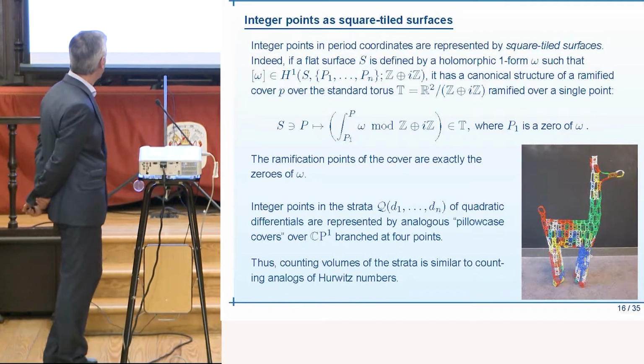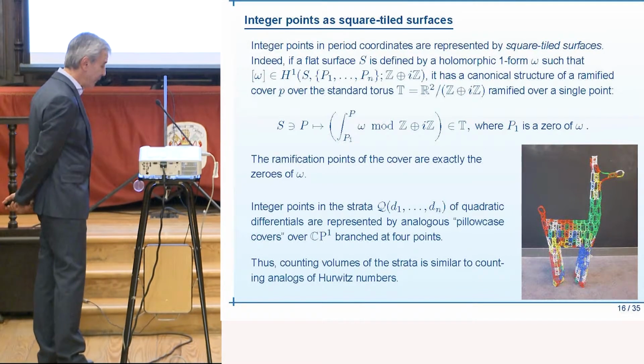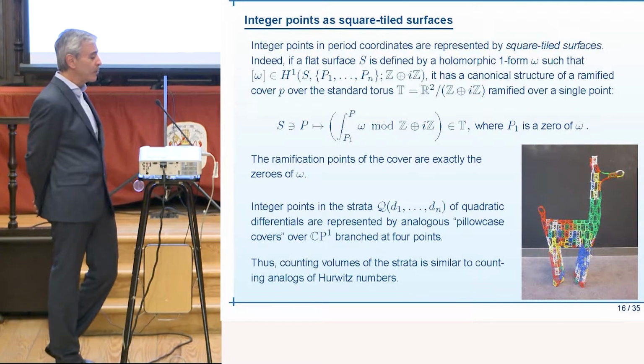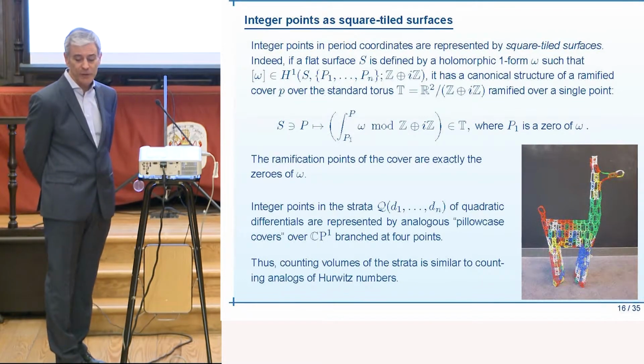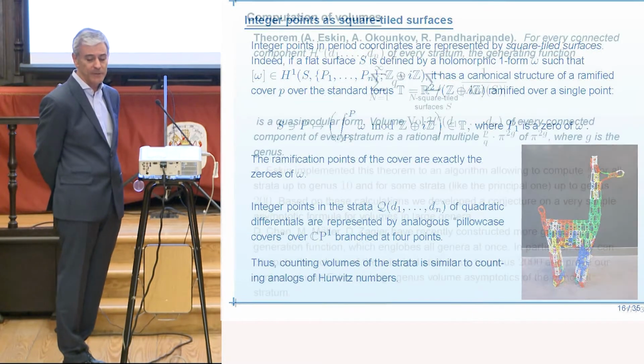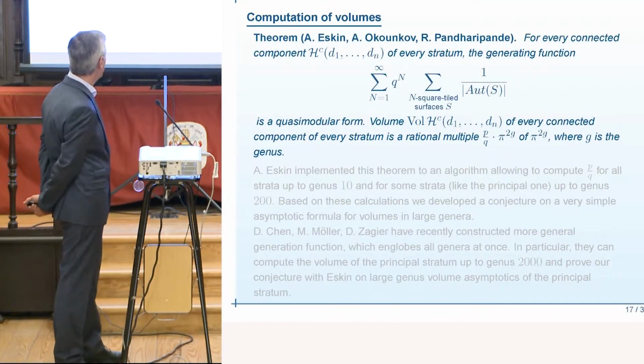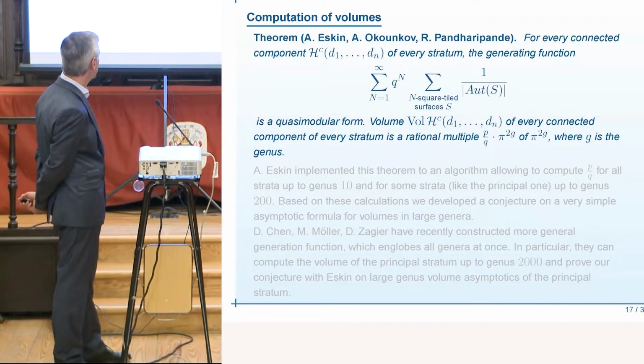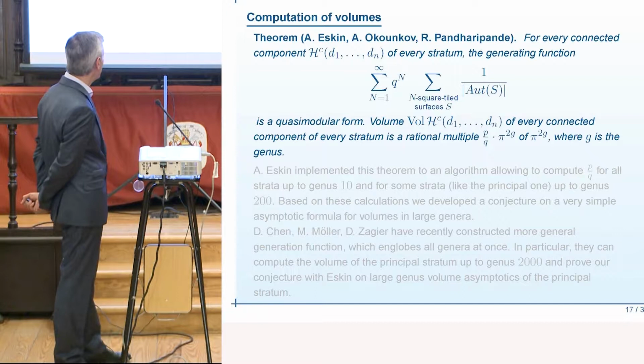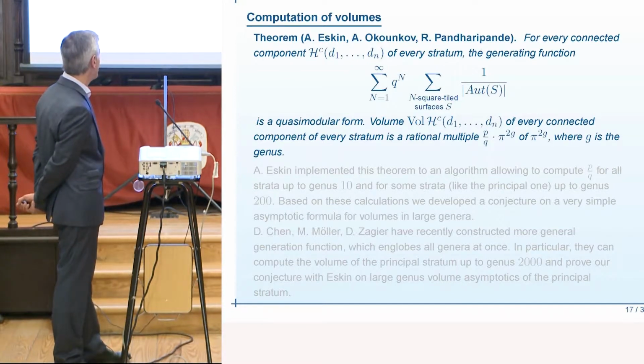Hurwitz numbers. Now, the first theorem about these volumes was already mentioned. It's the theorem of Masur and Veech saying that volumes are finite, but they were computed 20 years later by Eskin-Okounkov and Pandharipande, and they used the following smart observation.